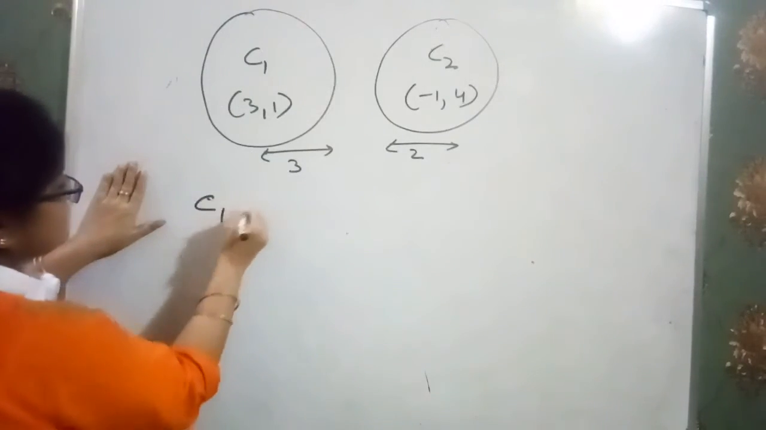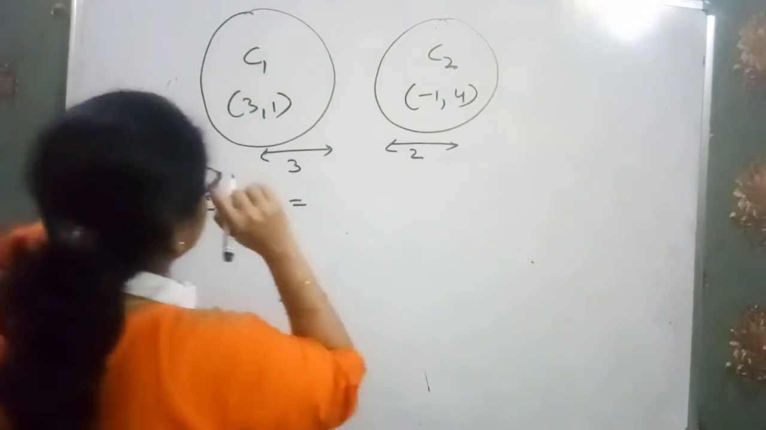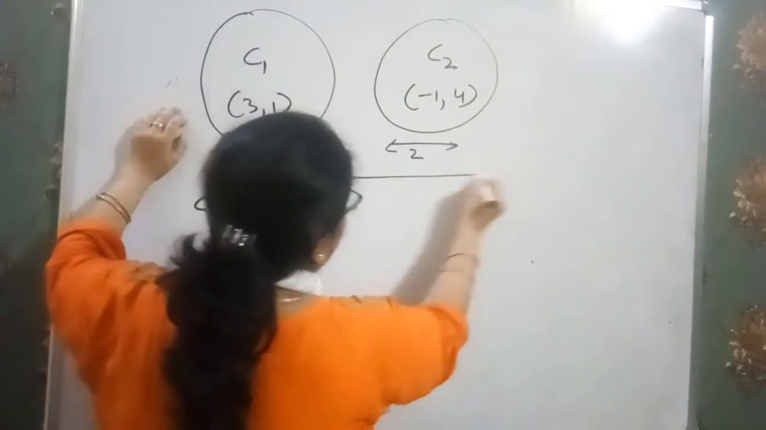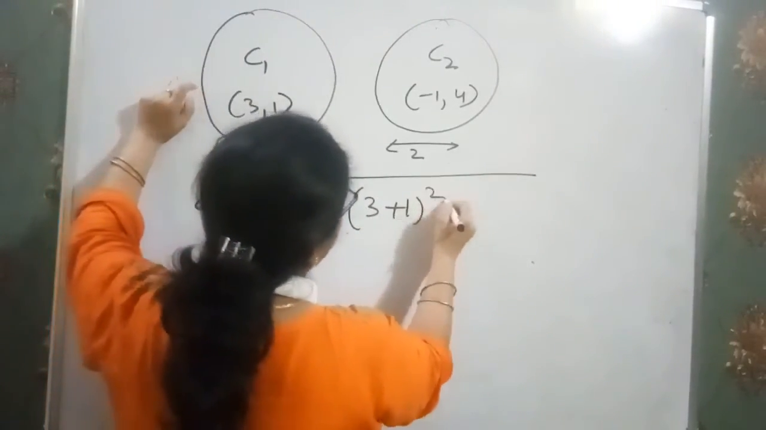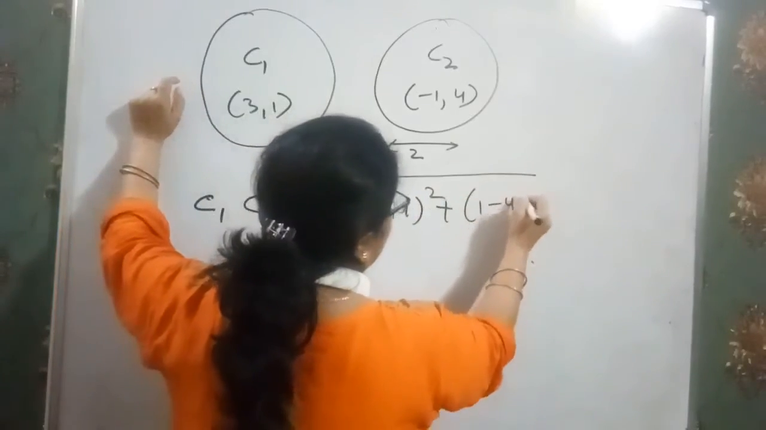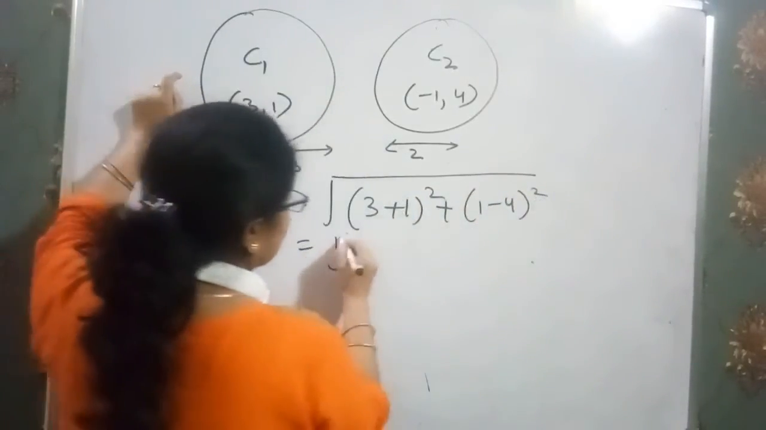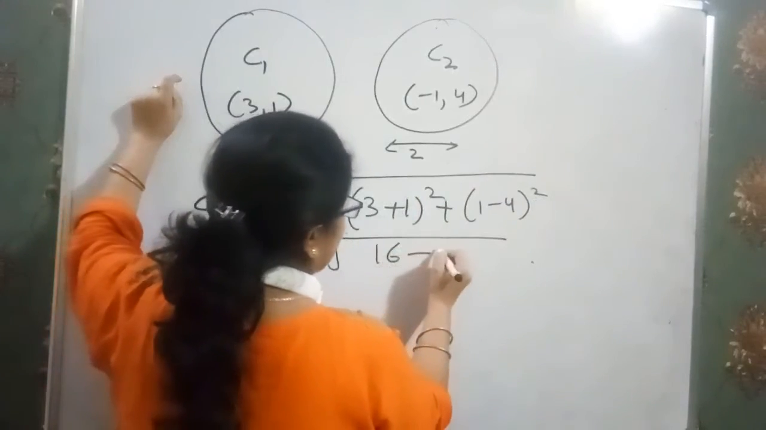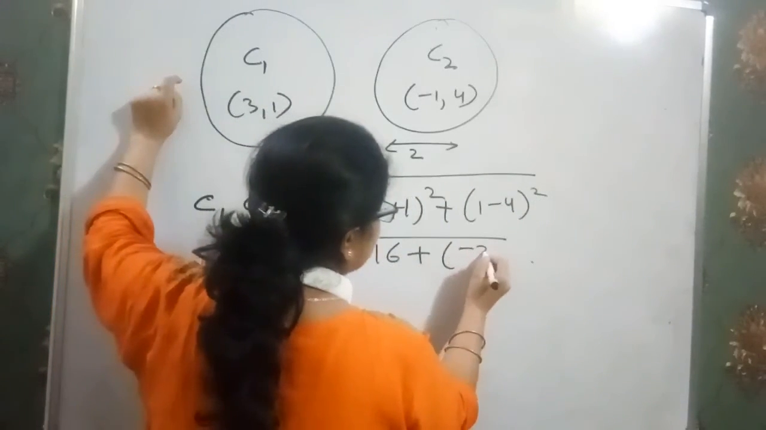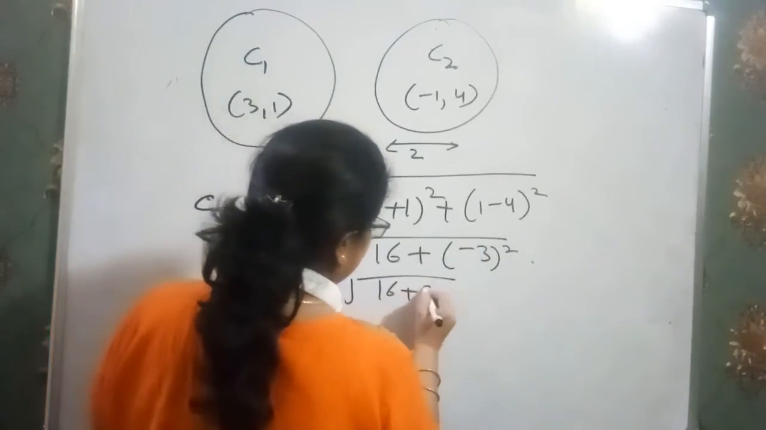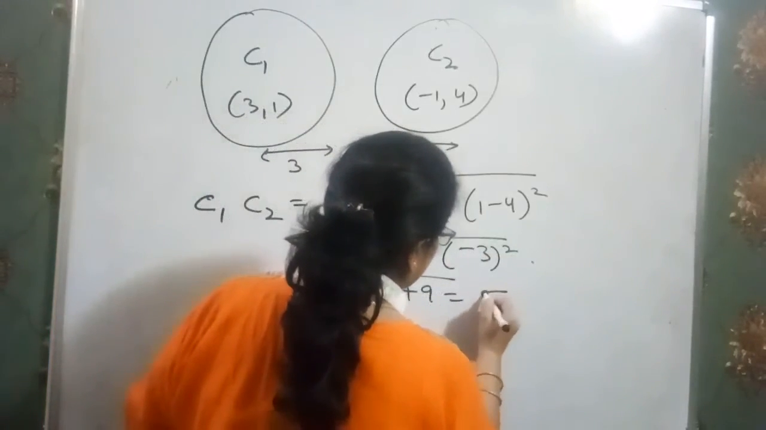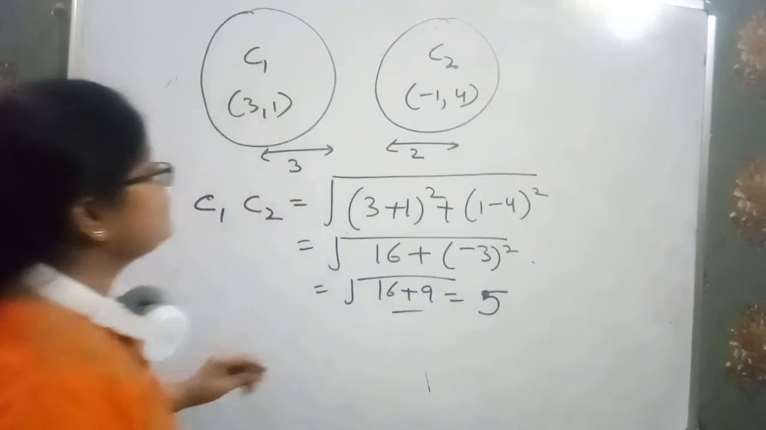Just find firstly C1C2. This is the distance between the two centers using the distance formula. So we have 3 plus 1 whole square, plus 1 minus 4 whole square. So we have 16 plus 9, that is 25, then the square root is 5.